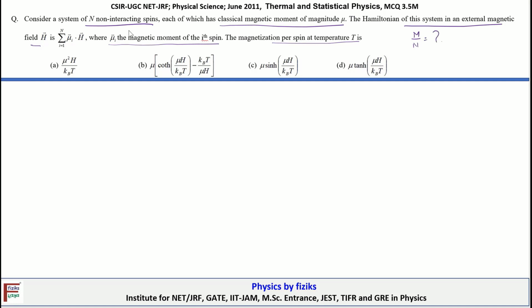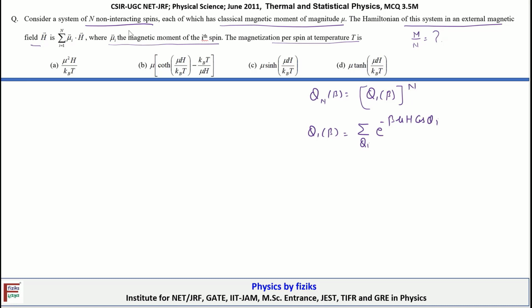Because it's given to be a classical system, the partition function can be obtained for the n spins: Qn(beta) is equal to Q1(beta), the single spin partition function, raised to power n. Now Q1(beta) is equal to the integral of exponential of minus beta times the interaction energy, which is minus mu h cos theta_i.